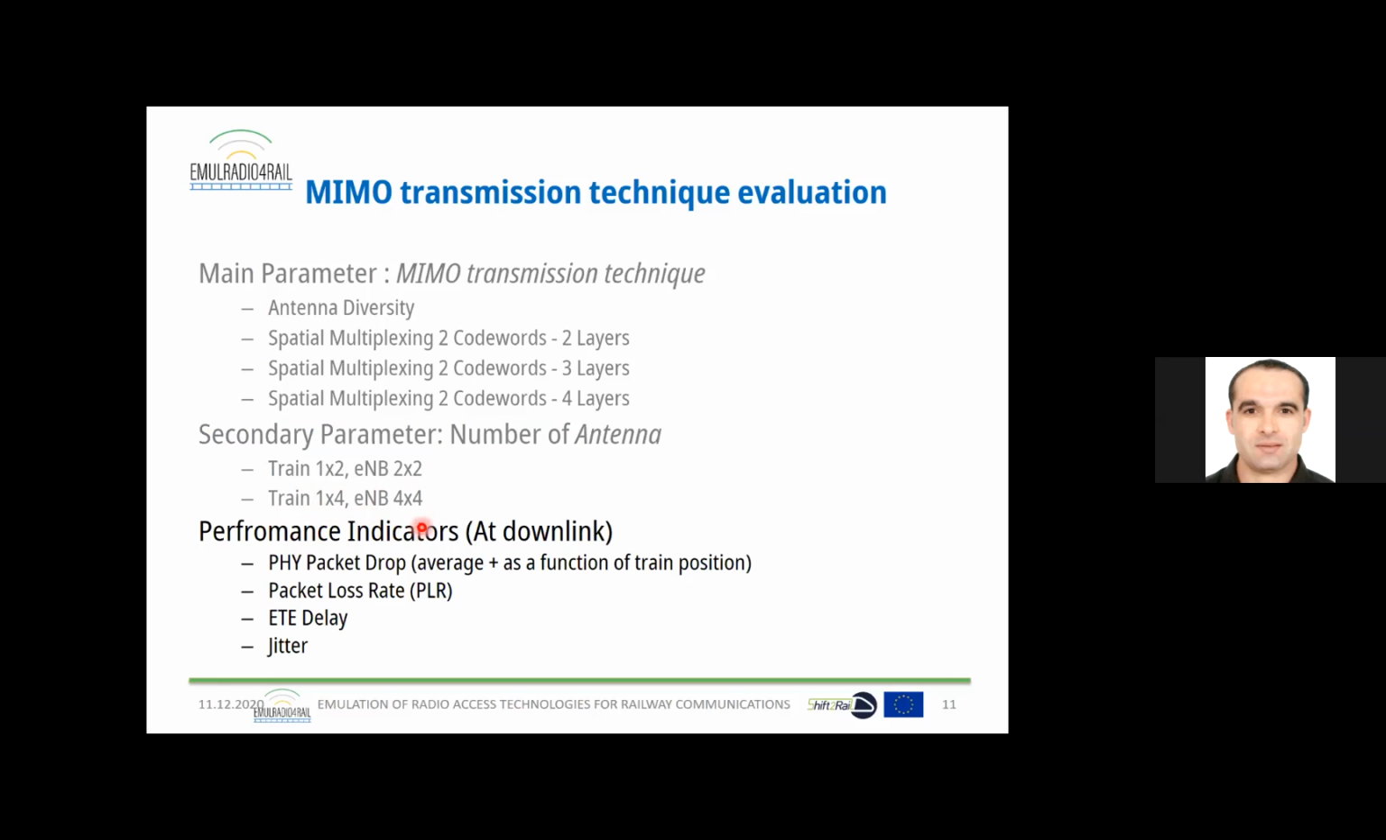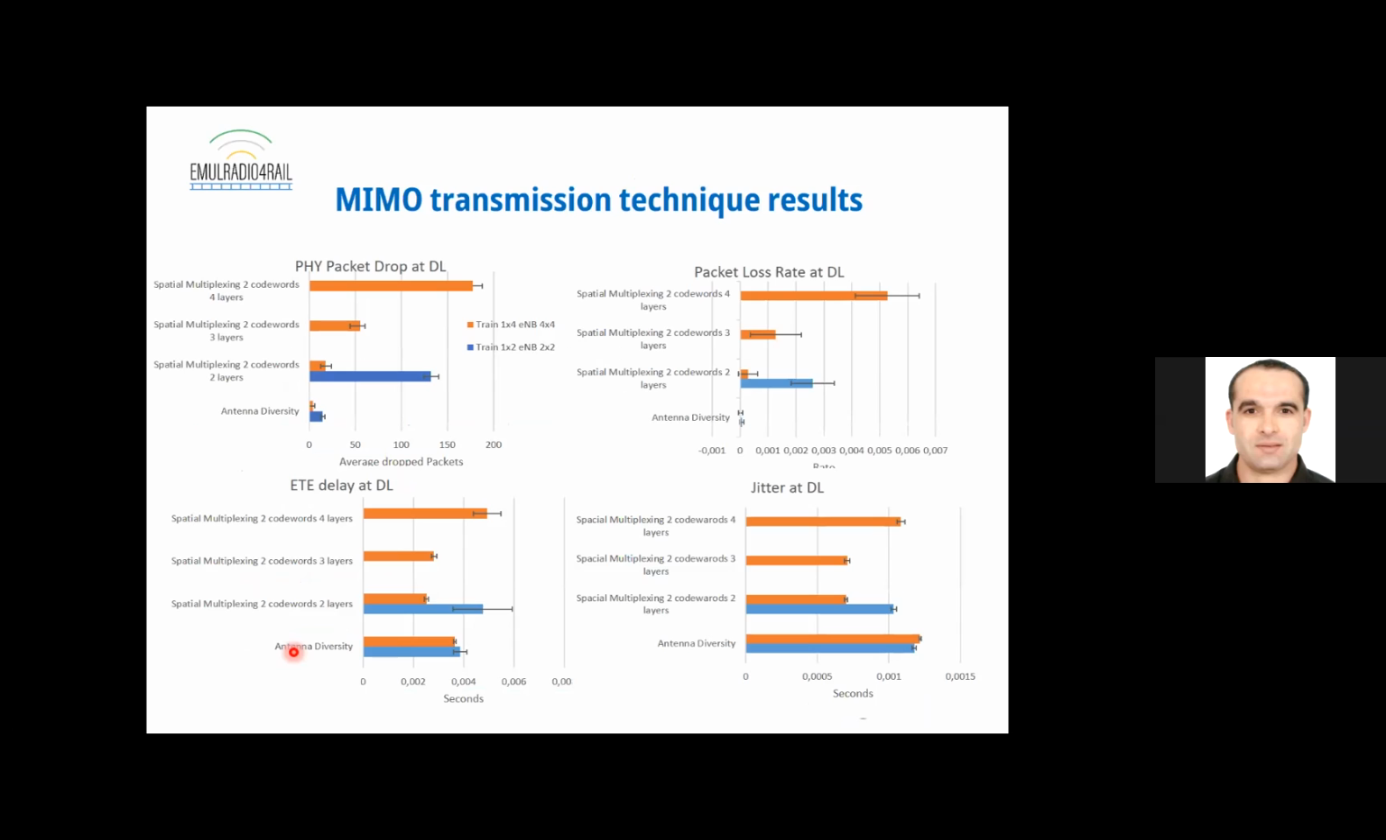And as performance indicators, we consider the packet drop at physical layer, the packet loss rate, the end-to-end delay, and the jitter. And here is an overview of the obtained results. Results show that antenna diversity offers better robustness than spatial multiplexing for both antenna configurations, and the packet drop, as you can see here, increases with the number of layers of the spatial multiplexing technique.